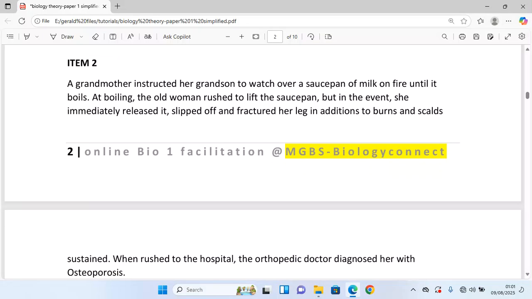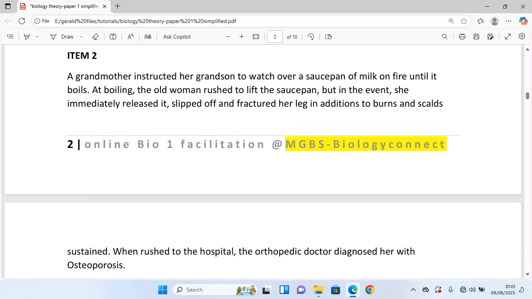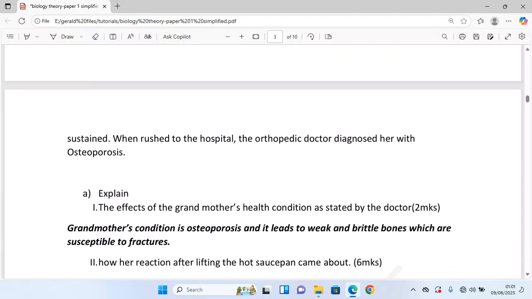Let's go to item 2, and item 2 reads: Grandmother instructed her grandson to watch over a saucepan of milk on fire until it boils. At boiling, the old woman rushed to lift the saucepan, but in the event, she immediately released it, slipped off, and fractured her leg, in addition to burns and scalds sustained.